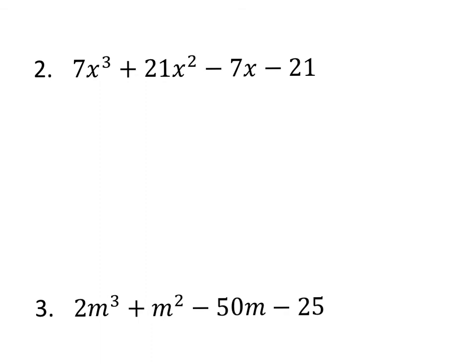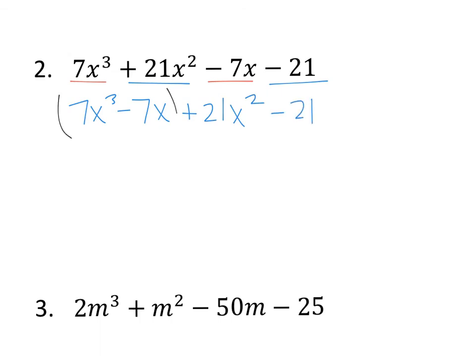I think we should put the 7x cubed by the negative 7x and then the 21x squared by the negative 21. So let's go ahead and do that. So I have 7x cubed minus 7x plus 21x squared minus 21. Now I'm going to group these into groups of 2. And let's take out the GCF of 7x cubed minus 7x.